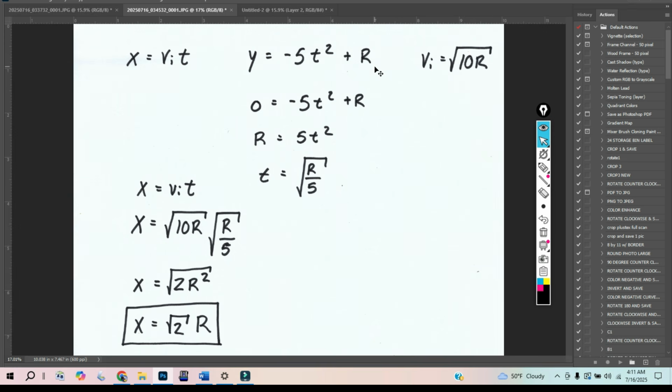90-degree oriented directions. So when y is 0, get the r to the other side, it's going to be a negative r, get rid of the negative signs, divide by 5, square root, and we have the square root of r divided by 5.